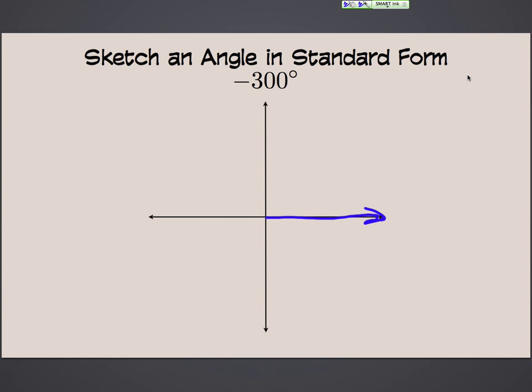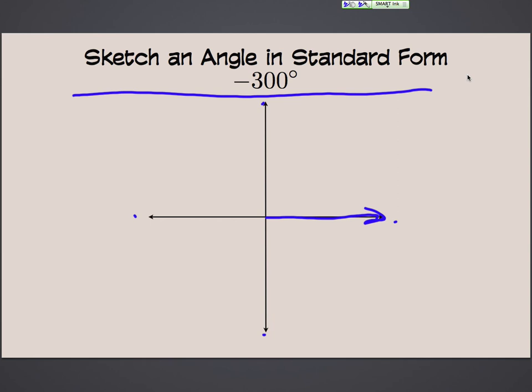Yes, that's not saying that straight up is negative 300. That's why I did this. Alright, so I need to figure out what quadrant negative 300 is going to end up in. What do you guys think? It's going to end up in 1, because I've got negative 90, negative 180, negative 270, and negative 360. So it's got to be in quadrant 1.